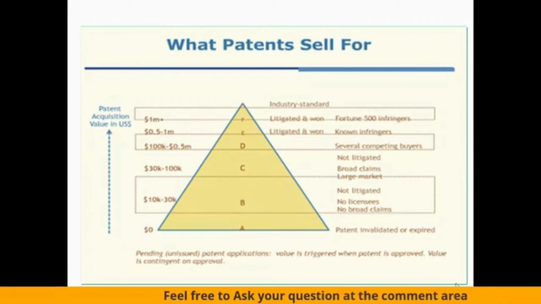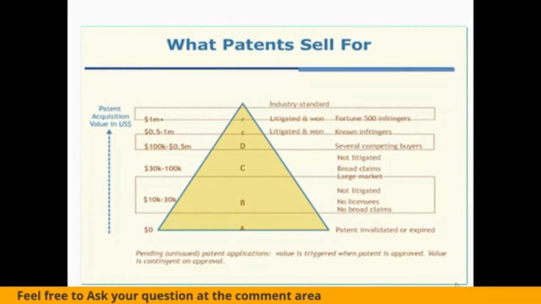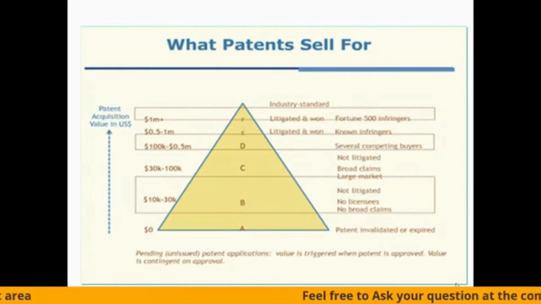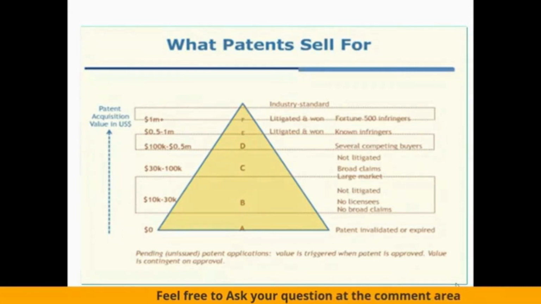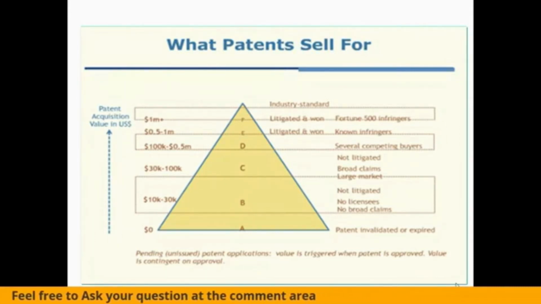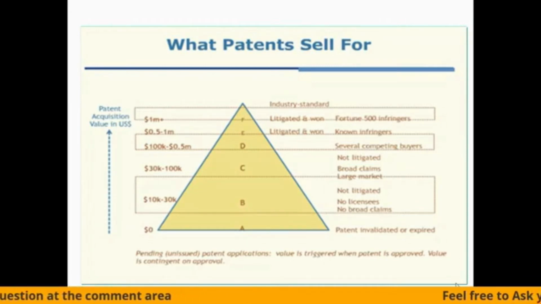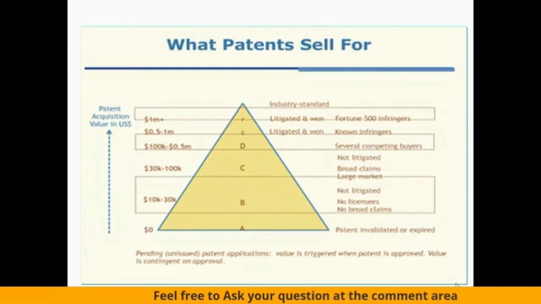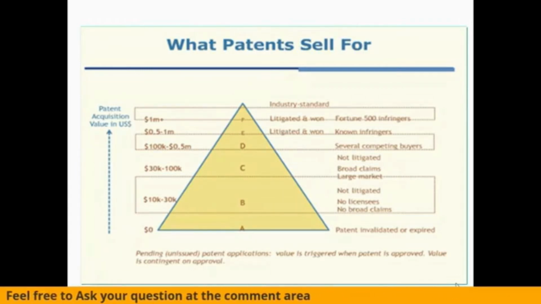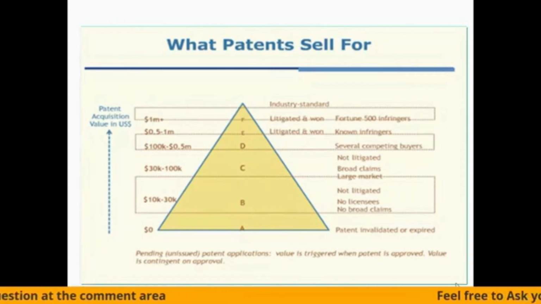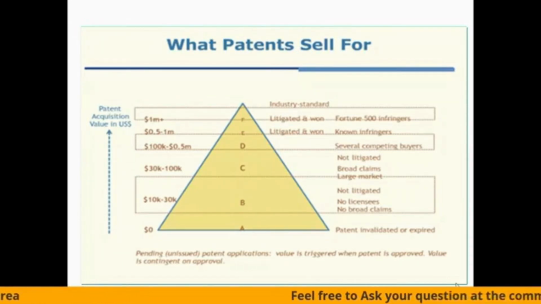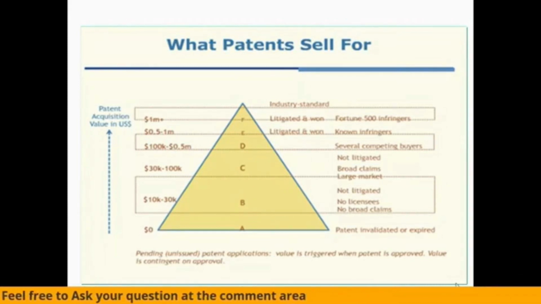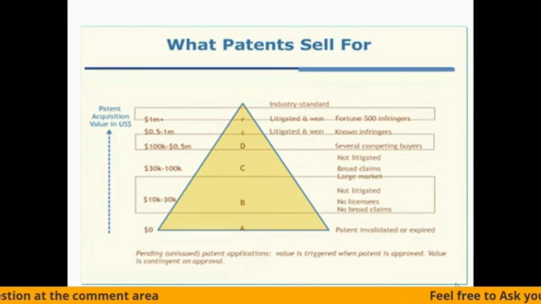How much is a patent valued? From ground zero, if your patent is invalidated or expired, you look at level A, the bottom. An expired or invalidated patent is worth zero, no value. If you start to come up with a patent, the patent is approved but has not been commercialized, it has very narrow claims and no license, then the value of the patent is between 10 and 30,000 US dollars. This is the cost that you spend filing the patent because it has not been commercialized.